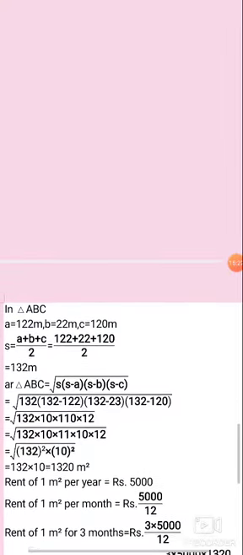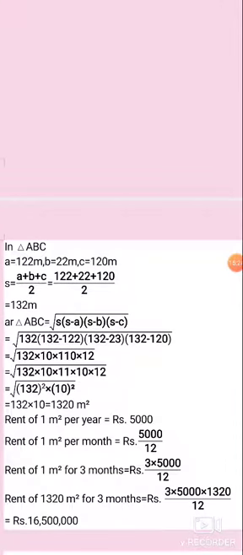Now the rent for 1 meter square per year is what? Rupees 5,000 per meter square per year. Now the rent for 1 meter square per month is what? We need to divide by 12. Now the rent for 1 meter square for 3 months: per month is this one, then 3 months means we need to multiply by 3.